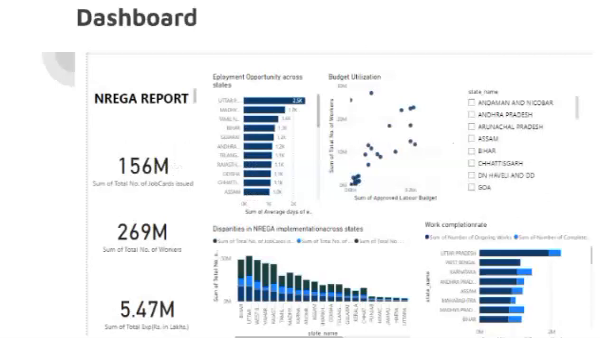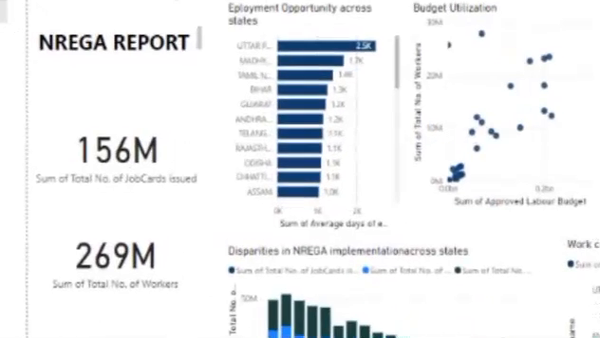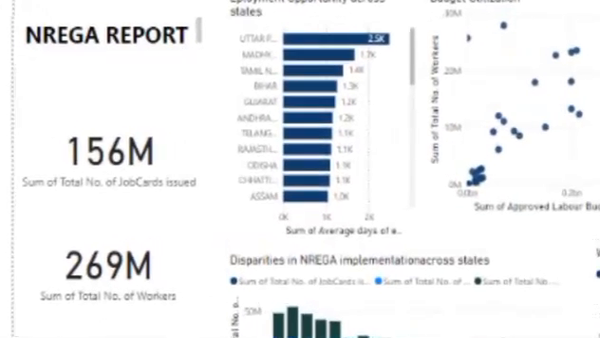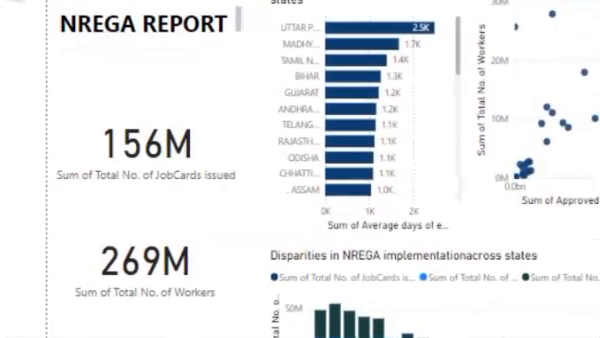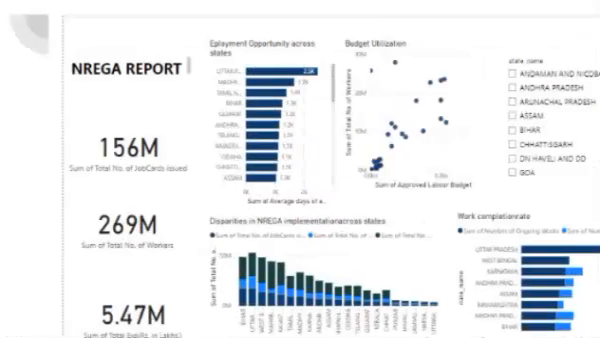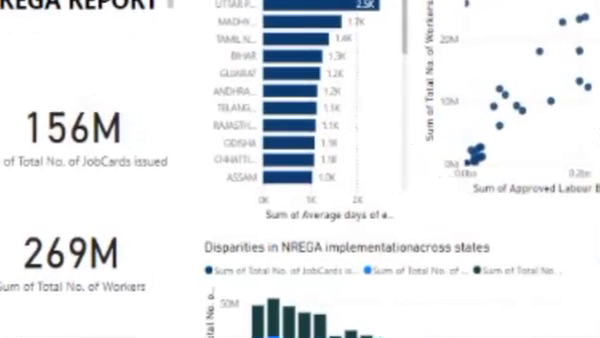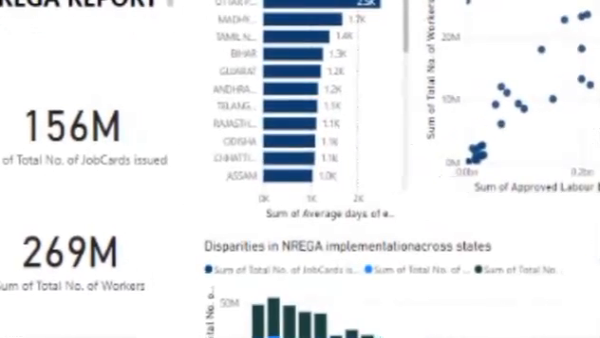So, we have the dashboard. On this side, we have the sum of the total number of job cards issued, which is 156 million. Then we have the sum of the total number of workers, which is 269 million. Then the sum of total expenditure in lakhs, which is 5.49 million.